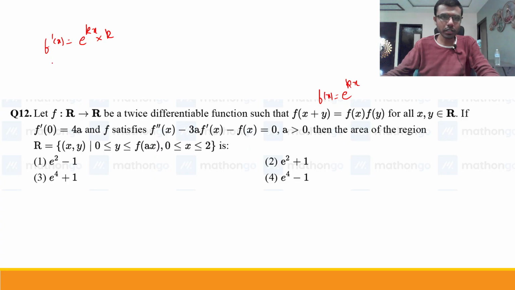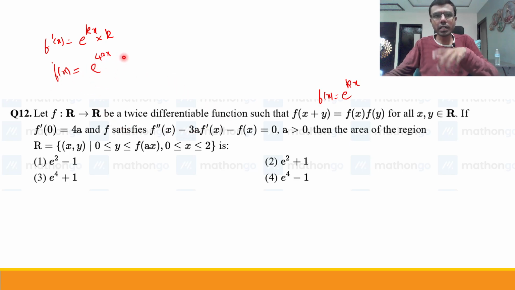So f dash of 0 is 4a, right? So put x as 0, so you would get e power k into e power 0 is 1, so k would be 4a. So if my function would be e power kx, which is e power 4ax. I won't put all the steps. You need to understand by listening to me. Okay. Now my function is e power 4ax.